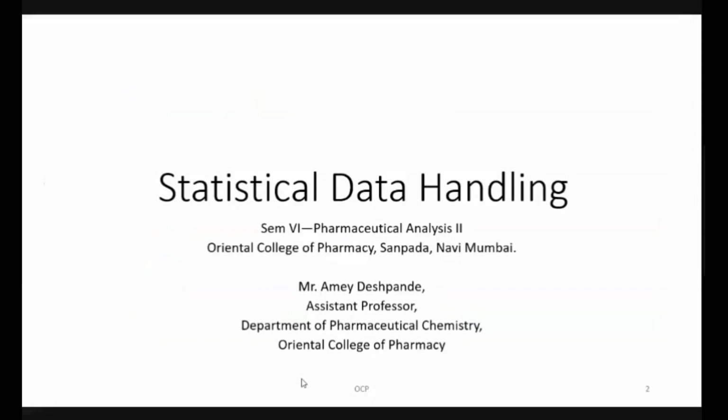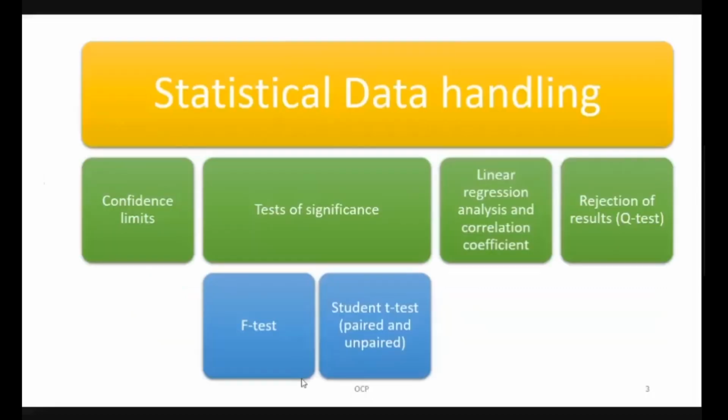There are four sections in this chapter, and the second section, that is test of significance, it is divided into two: F test and student T test. Student T test is again of two types, paired and unpaired. So there are only a few formulas you need to remember.